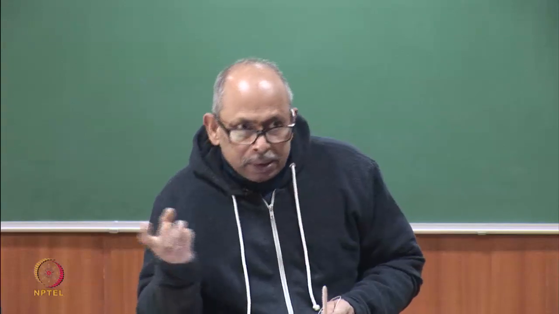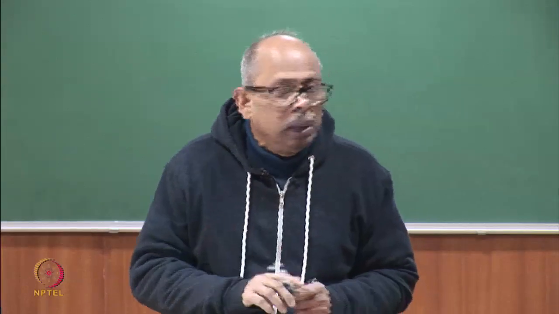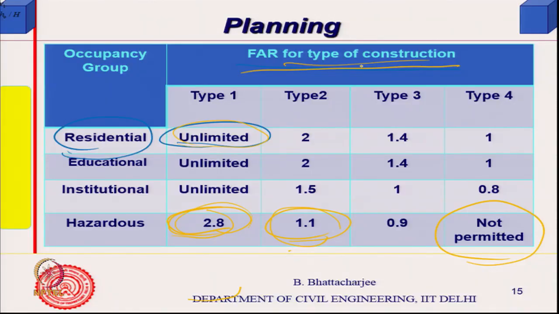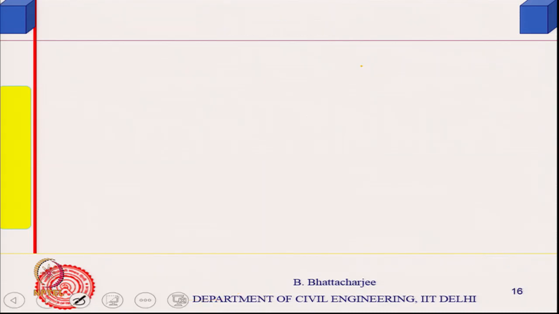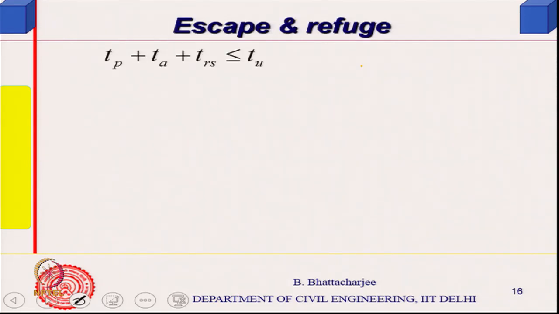So, this is what it is. It is another, indirect way of controlling, through floor area ratio, for various types of spread of fire and hazard of the fire. This is an instrument which is used for that purpose. So, these are the aspects which go in planning.